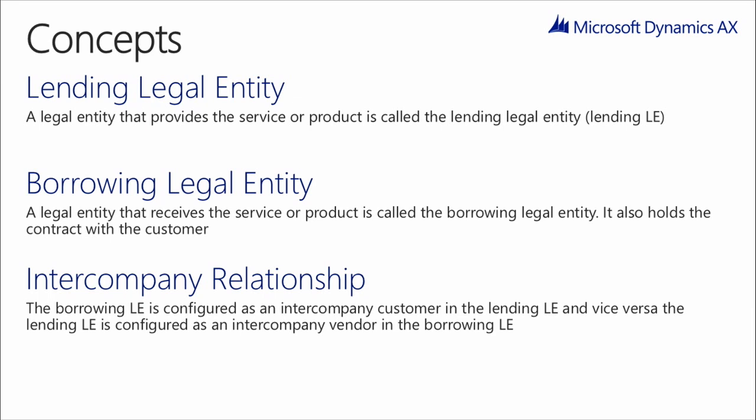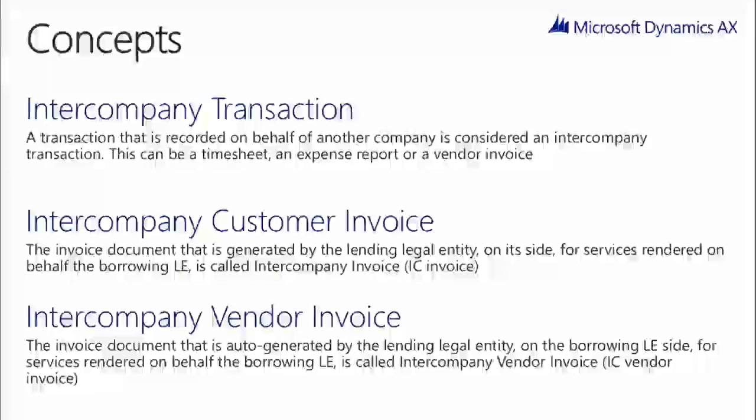An intercompany relationship is a relationship that is held between two entities. In this relationship, the borrowing LE, or legal entity, is configured as an intercompany customer in the lending LE, and vice versa, the lending LE is configured as an intercompany vendor in the borrowing LE. An intercompany transaction is a transaction that's recorded on behalf of another company, and this can be a timesheet, an expense report, or a vendor invoice.